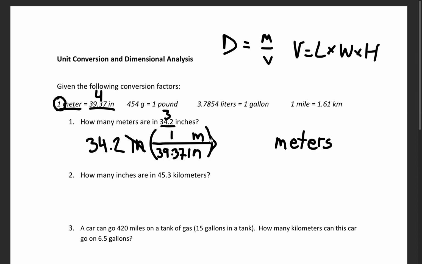34.2 inches. And when I calculate that out, what I typically do is put a couple of extra significant figures. So my handy iPhone calculator tells me that 34.2 divided by 39.37 is 0.868681.